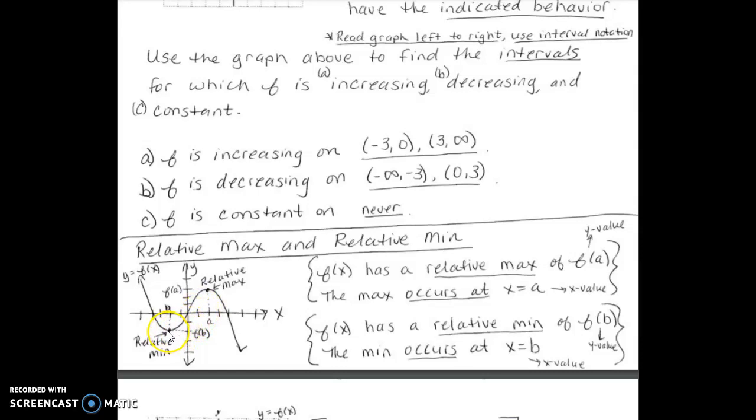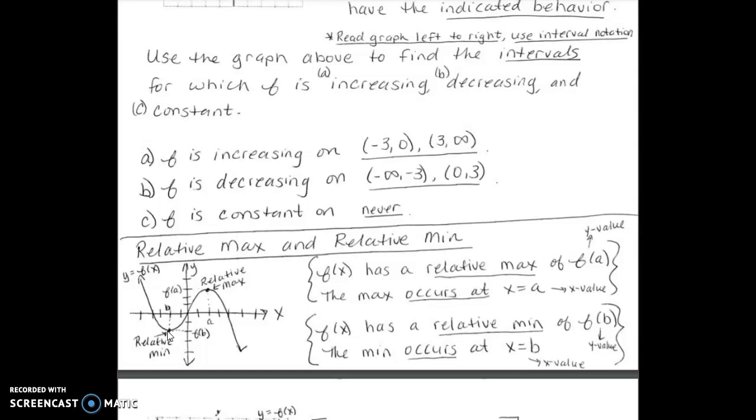Similarly, this spot right here would be referred to as a relative minimum. Again, it's relative because it's not the absolute lowest point, because there's lower y values over here, but it's kind of the bottom of a valley within my graph. The notation and the vocabulary on these problems is a little bit confusing.